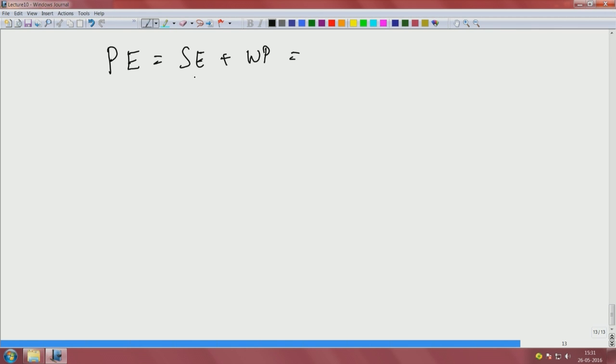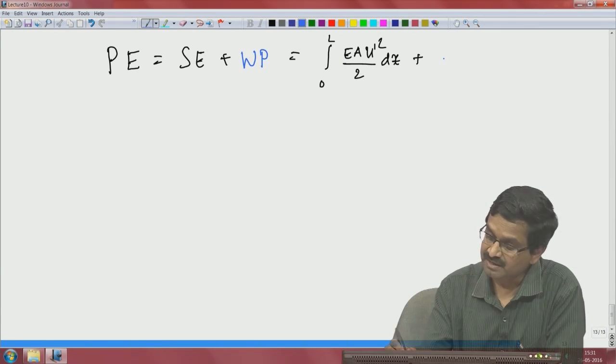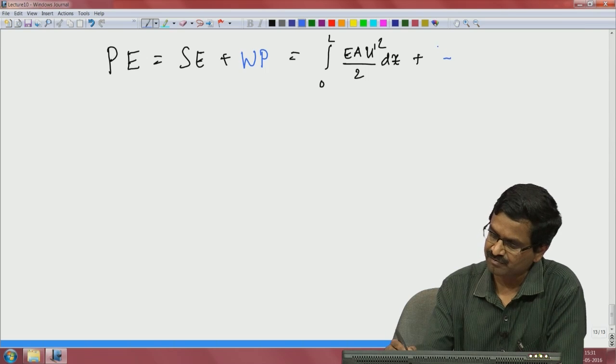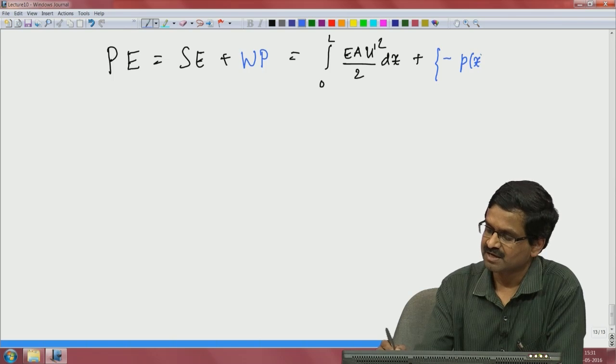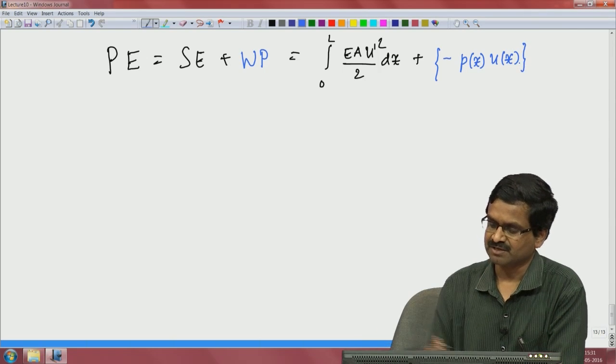We just derived the strain energy. Let us actually write in two different colors, so we can easily see which is which. So, let us say strain energy we already wrote as integral 0 to L E A u prime square by 2 dx, and then we add the work potential, which is the negative of the work done by the external force. Here the external force is P of x, and that is going to move over a distance u of x everywhere. That's going to be work potential.